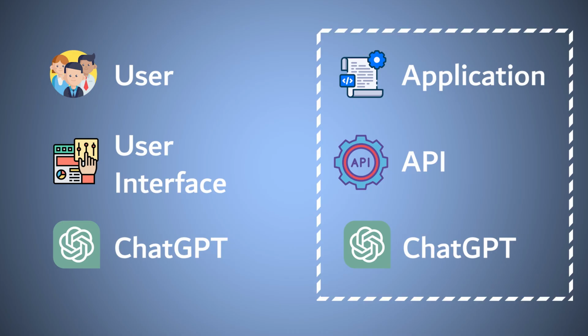So in the second case that I've just demonstrated, it is not the user anymore that is interacting with ChatGPT over the user interface. It is instead an application, or more specifically a script, that is interfacing with ChatGPT using something called an API, so a programmatic interface that allows programs to access the capabilities of ChatGPT.